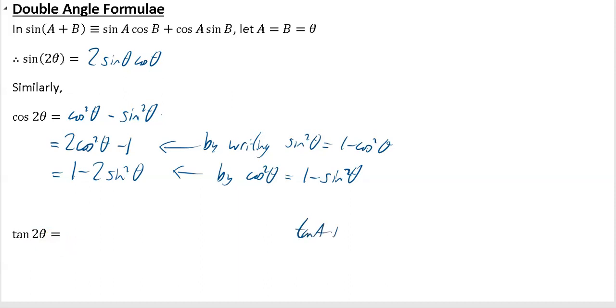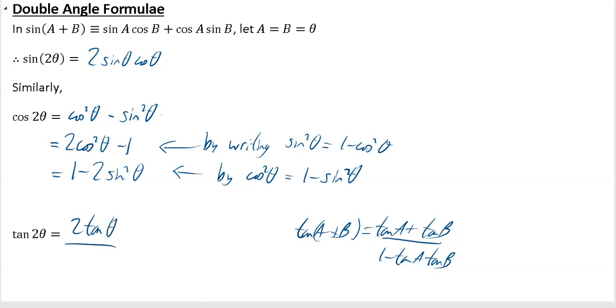Okay, I've completely forgotten my tan formula, so I'm just going to write it down here. Tan of (a plus b) was equal to tan a plus tan b, all divided by 1 minus tan a tan b. Now, if we do the same thing, we replace both our a and our b with theta, what you'll have on the top line is tan theta plus tan theta, which is the same as 2 tan theta, and the bottom line is going to be 1 minus tan theta times tan theta, which is the same as 1 minus tan squared theta. That's it.